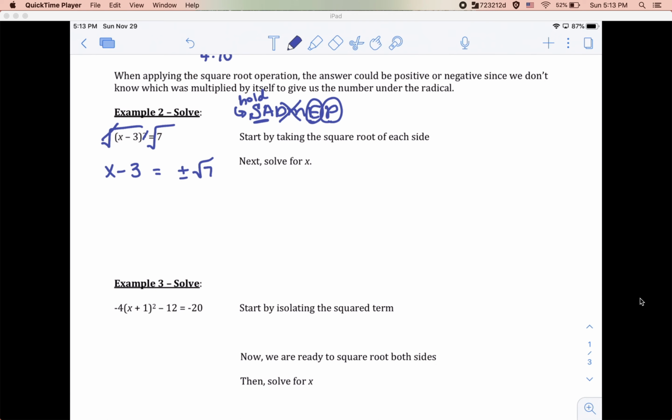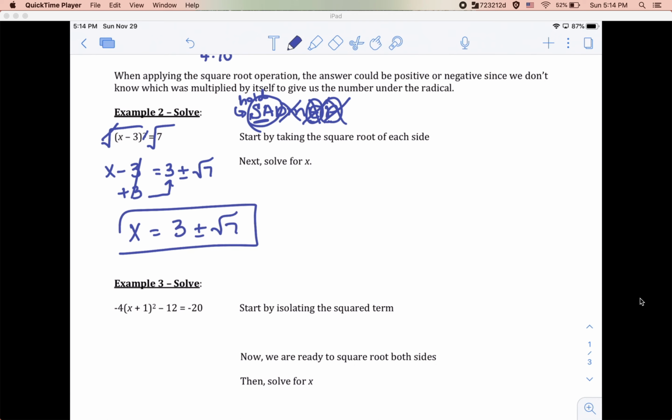So the last thing is, now that the exponent's been done and the parentheses has been unlocked, we get to go back and finish SADMAP. We just start back over again. Anything being added or subtracted? In this case, we're going to add 3, and protocol, that's math protocol, super fancy, tells us to put that 3 on the other side in front of the plus or minus. So your final answer is x equals 3 plus or minus the square root of 7.